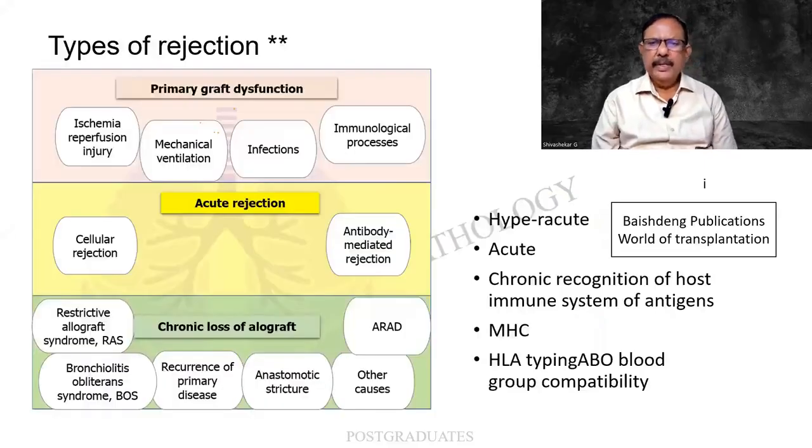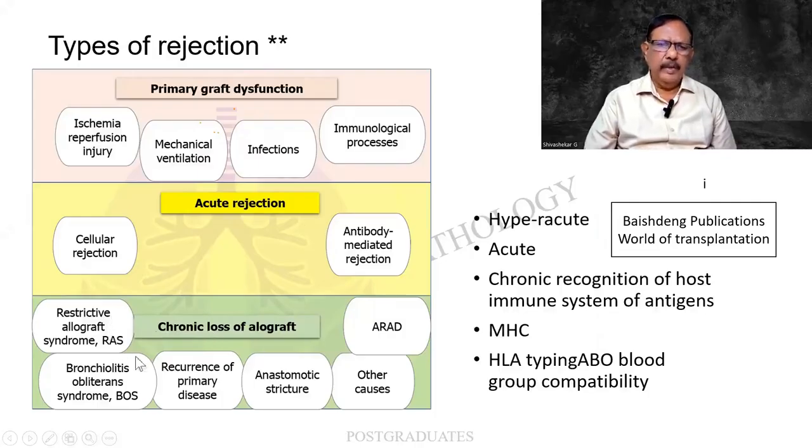The types of rejection, a very important flow diagram that can be used. So there is a primary graft rejection or dysfunction, ischemic reperfusion injury is there, and then there is mechanical ventilation, infections, immunological processes. When these are all there, there can be an acute rejection, which can be cellular or antibody rejection. These two words, if you people remember and write, it is good. And finally, you find that there can be a chronic loss. So there is a primary, an acute, and then the chronic loss.